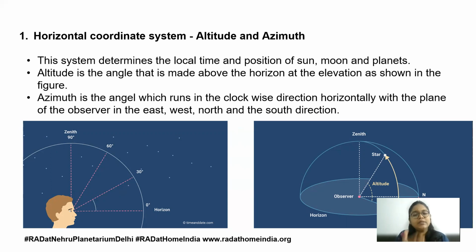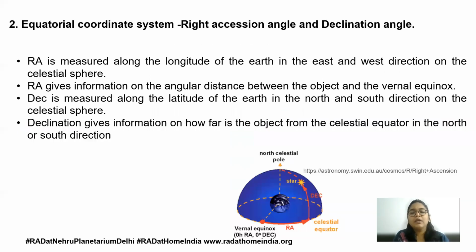As you can see in the figure, this is your zenith, and your elevation is your altitude. And when you look at some object horizontally, in the east-west direction, that is your azimuth. So these are your local coordinates, the horizontal coordinate system. Then we have the equatorial coordinate system. This equatorial coordinate system is your global coordinate: right ascension angle and declination angle.